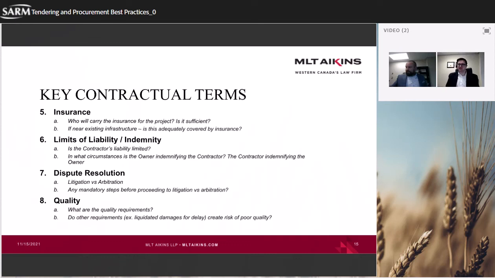Excuse me. But that's kind of a key thing, is aligning things properly to make sure that you're not incentivizing poor quality. Oh, I apologize.